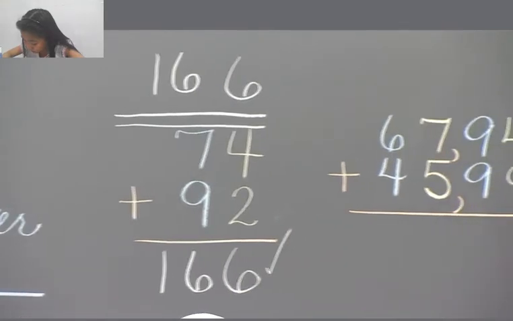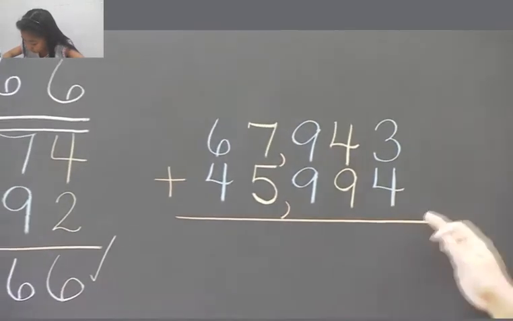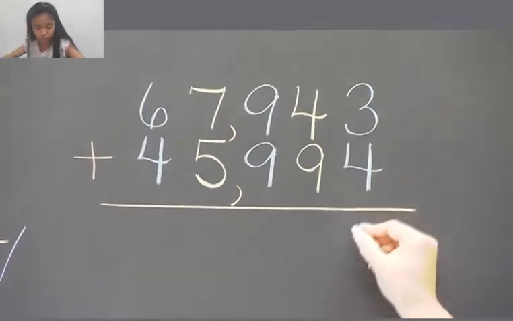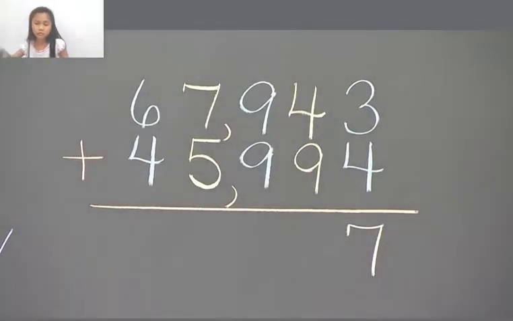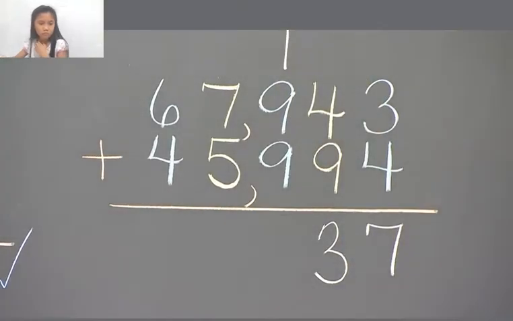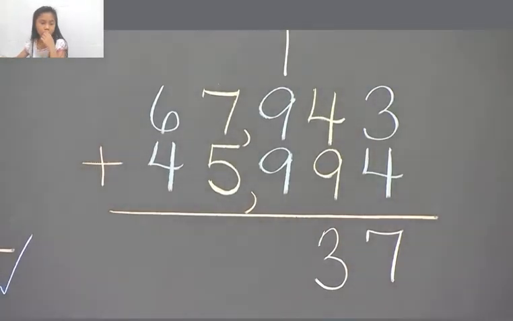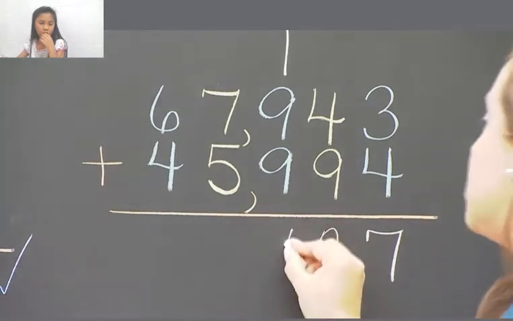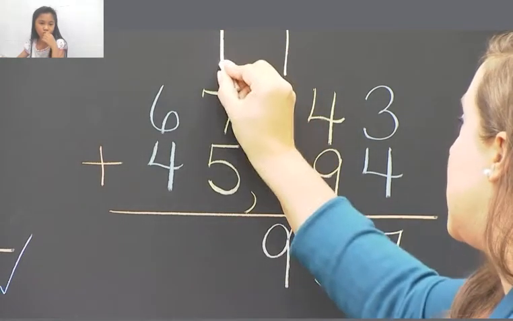Let's add through this one, and then we will check it. 3 plus 4 equals? 7. Good. 4 plus 9 equals? 13. So we have our 3, and we'll carry the 1 to the top of the next column. 1 plus 9 equals? 10. 10 plus 9 equals? 19. 19. So I have my 9. I bring it to the next column.